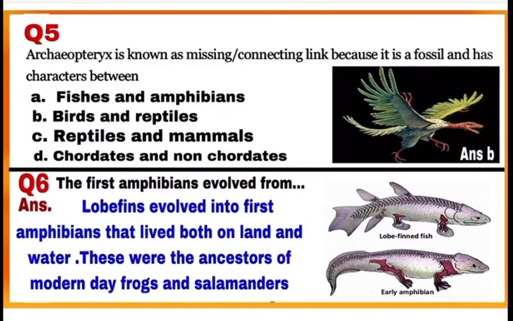Question 5. Archaeopteryx is known as missing or connecting link because it is a fossil and has characters between birds and reptiles because of presence of wings like birds and teeth like reptiles. So correct choice is B. Question number 6. The first amphibians evolved from lobe-finned fish. They were able to live both on land and water, and these early amphibians were the ancestors of modern day frogs and salamanders.